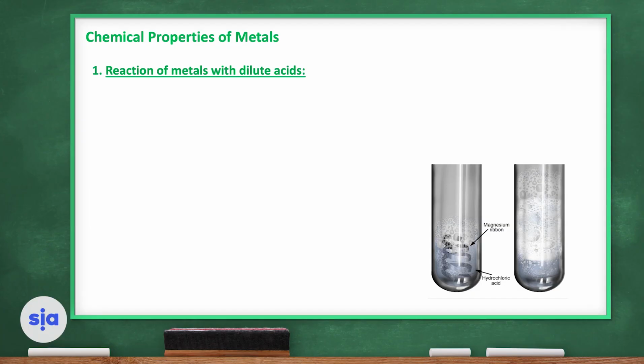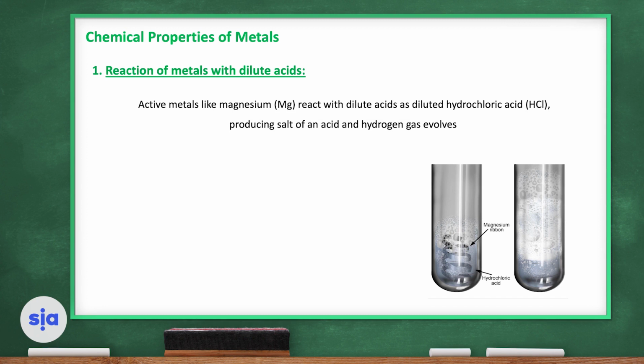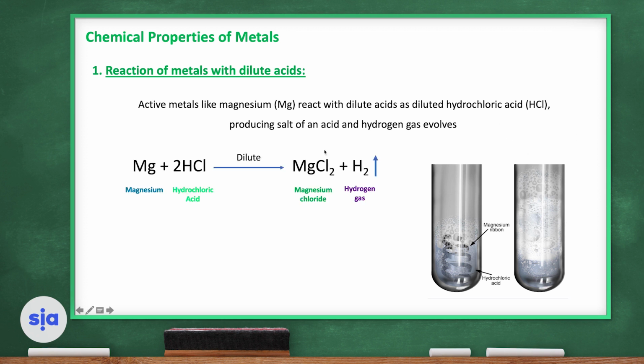Now, let me show you some chemical reactions to show you the chemical properties of metals. Let's see together the reaction of metals with dilute acids. Active metals like magnesium will react with dilute hydrochloric acid, producing a salt of the acid, and hydrogen gas will evolve as you can see here. And this is the chemical equation. Magnesium plus diluted hydrochloric acid gives magnesium chloride, and hydrogen gas evolves.